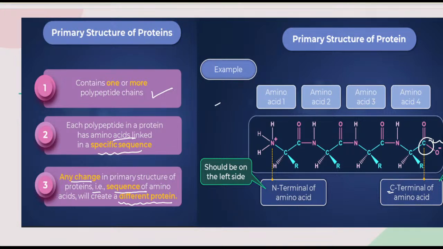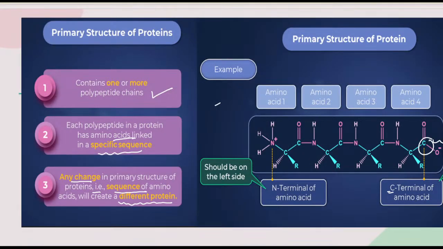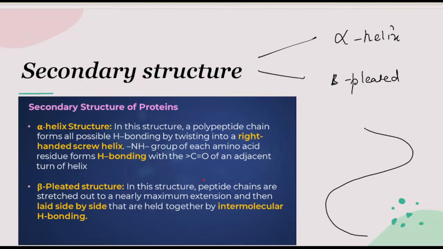Anyway, let's see the next one, the secondary structure. So what is secondary structure? It is further classified into two parts: one is alpha helix and one is beta pleated. Do you know helix? Have you heard about the DNA double-stranded helix? This is how it spirals, like a ladder kind of thing, spiraling. It's like a helix, and in 3D this is how it looks.